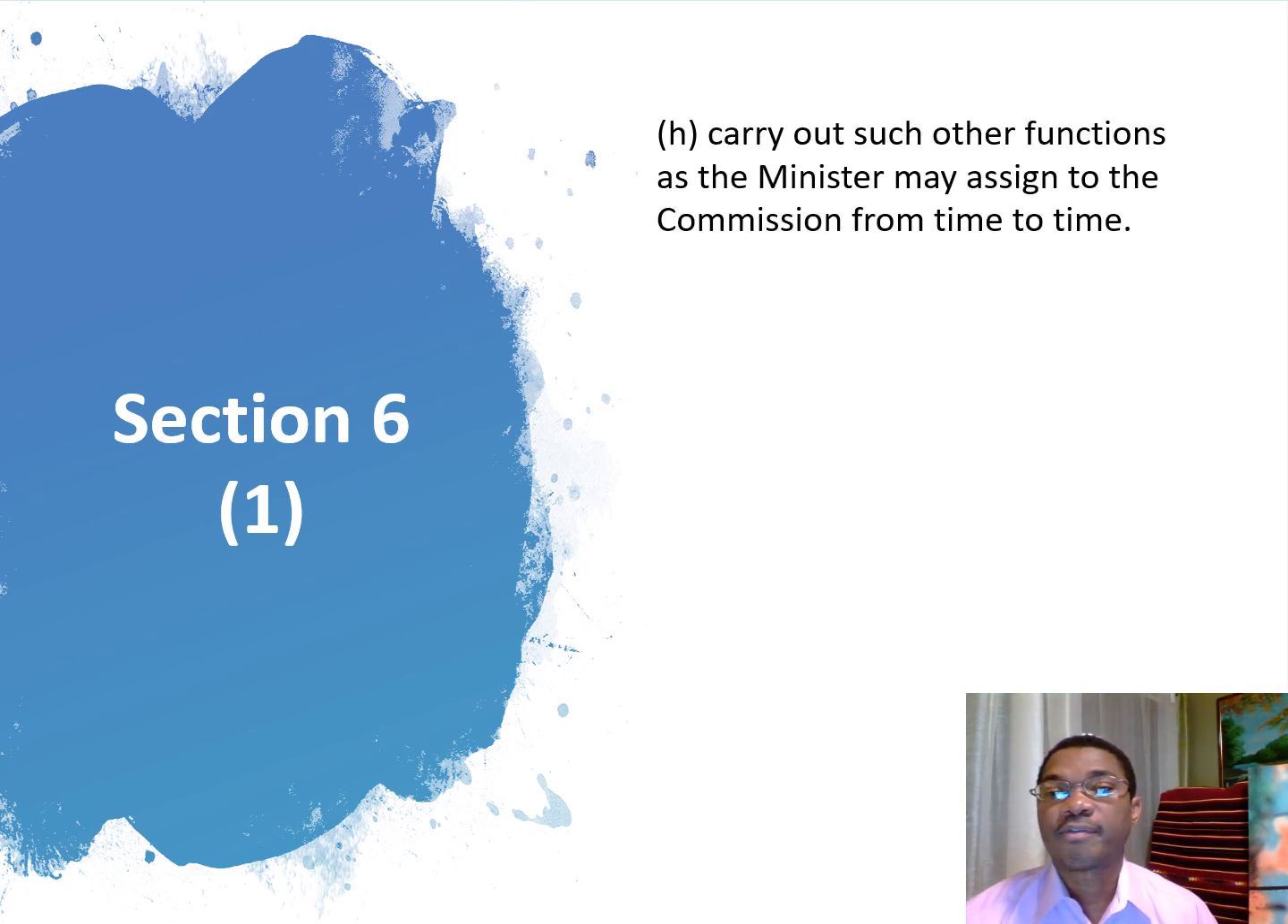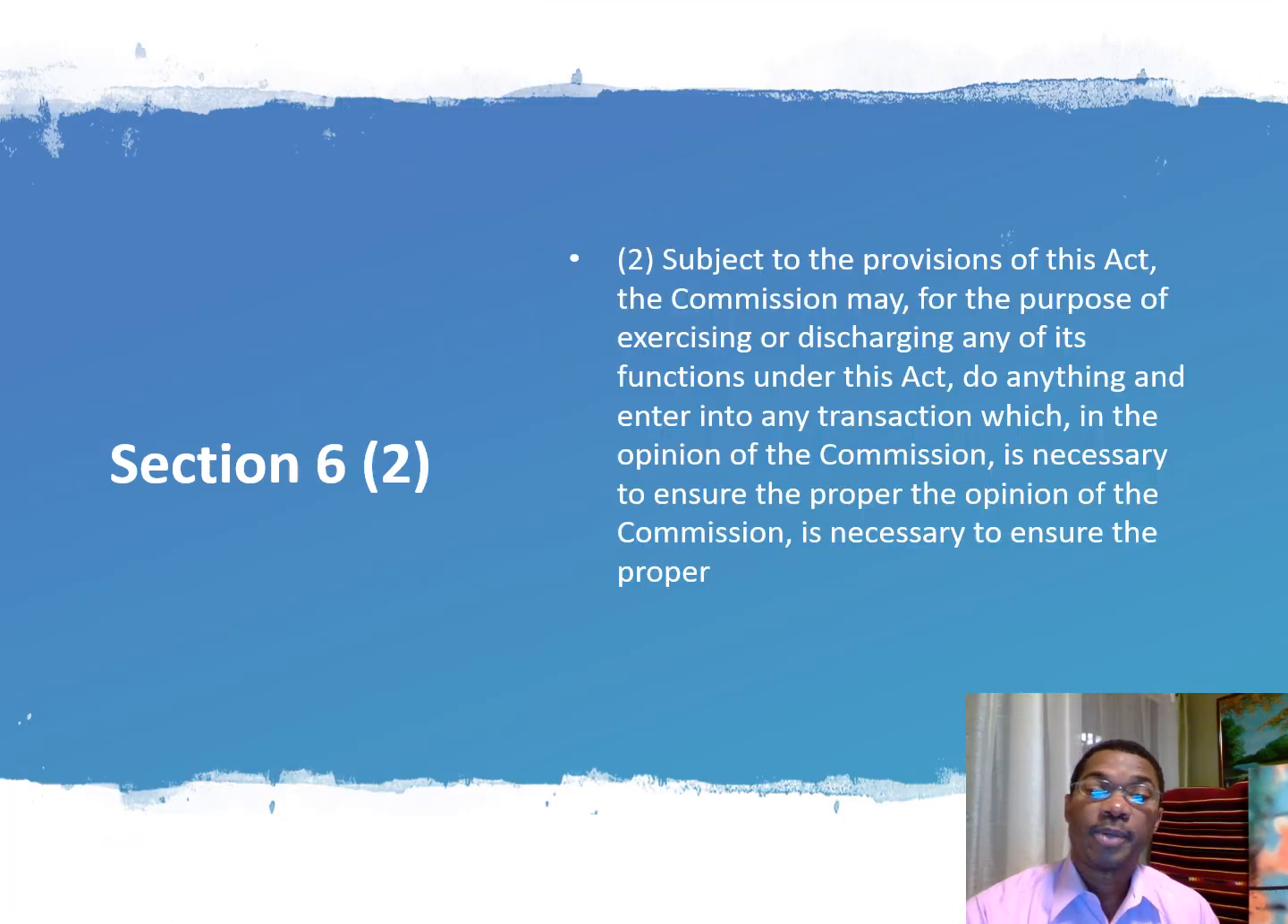And then we have paragraph H, which indicates to carry out such other functions as the minister may assign to the commission from time to time. So this is sort of an omnibus clause here to give it some flexibility. The minister may want to be advised, the minister may want to have information or data at his disposal so that he can make certain policy decisions, and the commission will certainly support him where that is concerned.